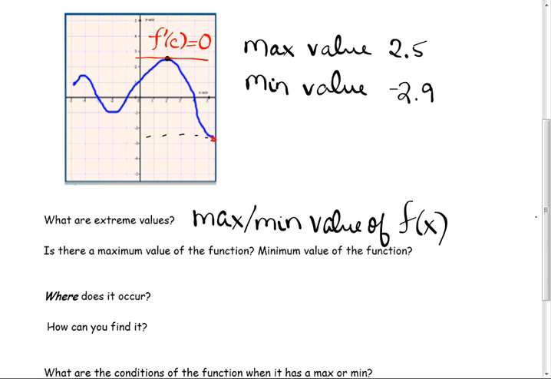What's true about this? This is an endpoint. That's another place to look for maximum minimum values. Okay, what about this other endpoint? Is that a max or min? No. Then we have what we call local max mins.